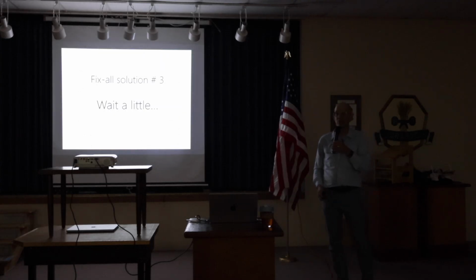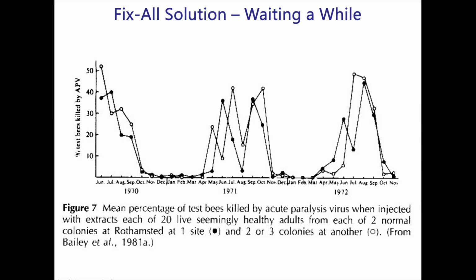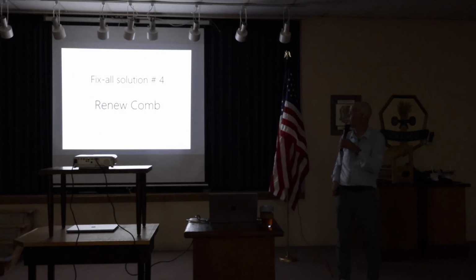Third is just wait a little. Here is acute paralysis virus that was injected into bees, and you can see it's injected, so we know it's in the bees, and you can see it appears, and then it disappears, and it appears, and then it disappears. Some of these viral diseases come and they go, and if you just wait a little bit, it'll be gone.